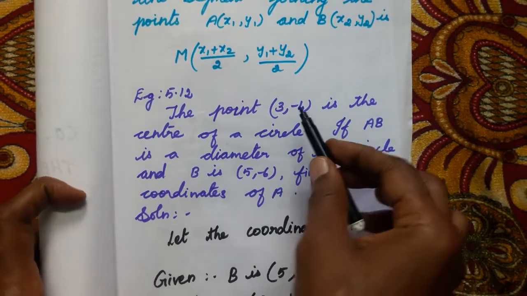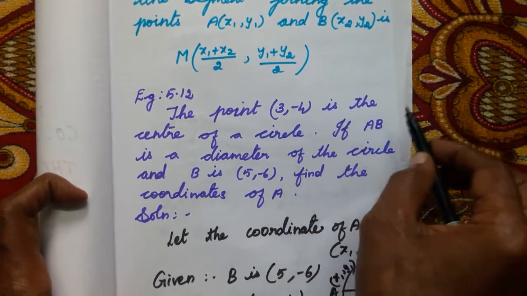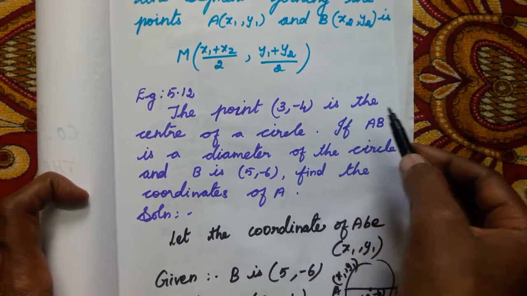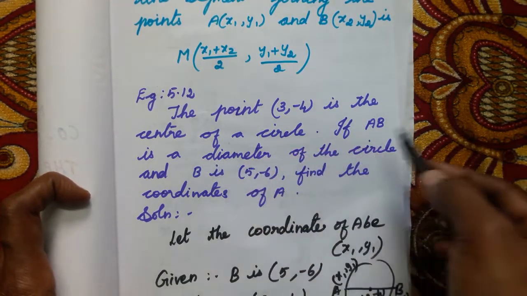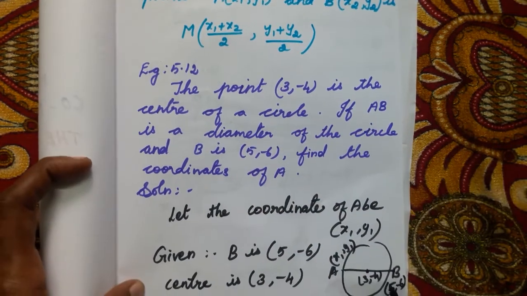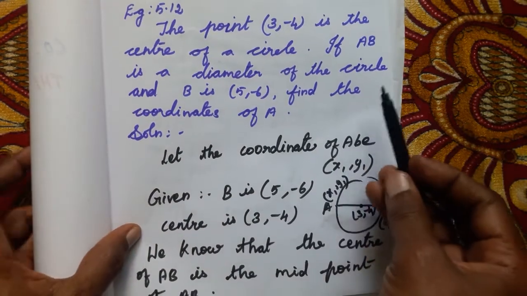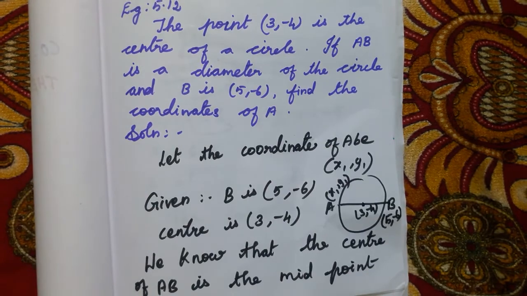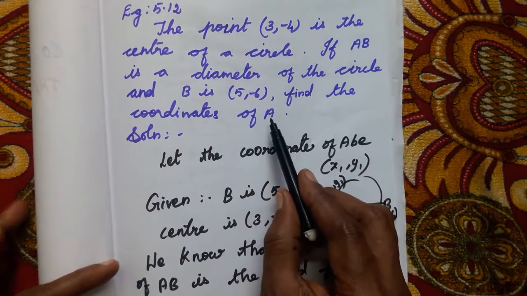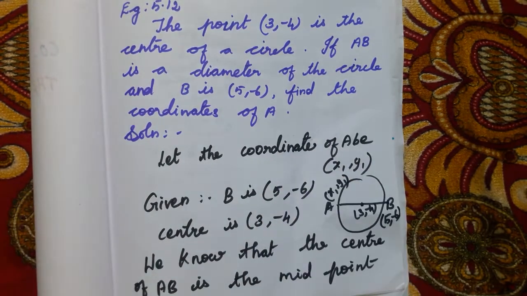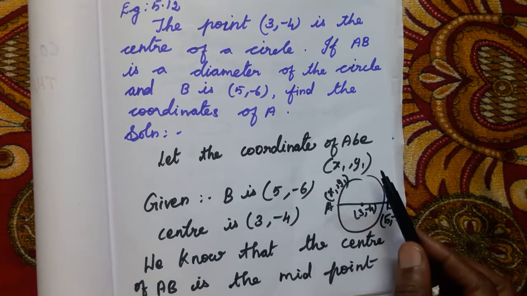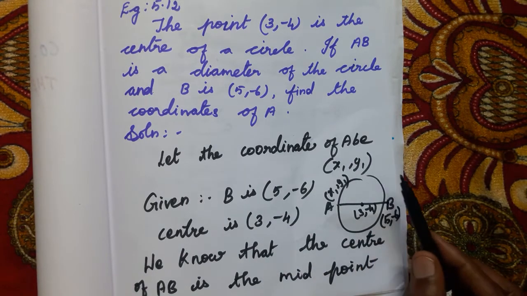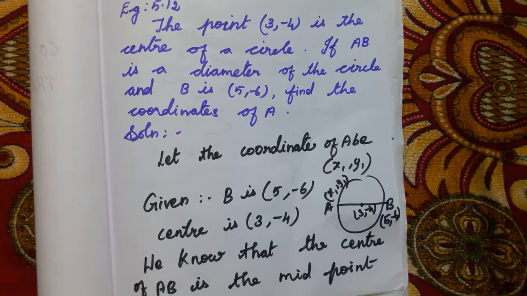Please listen here. The point 3 comma minus 4 is the center of a circle. If AB is the diameter of the circle and B is 5 comma minus 6, find the coordinates of A. We want to find out the coordinates of A. We can take the coordinates of A as x1, y1. B is given 5, minus 6. Center is 3, minus 4.